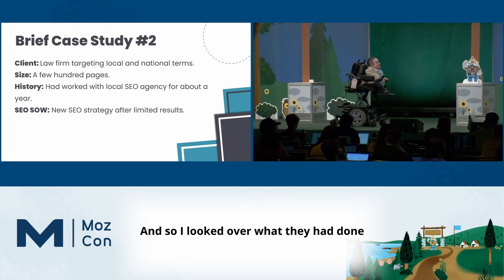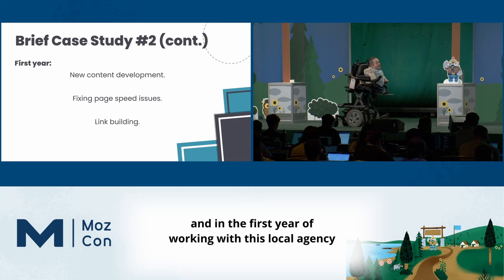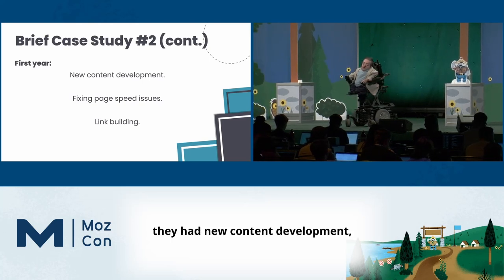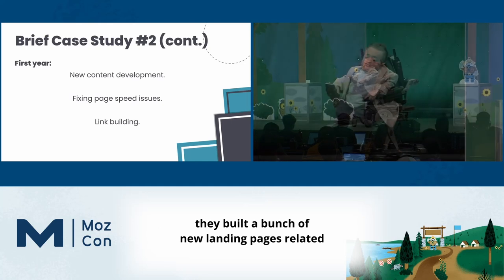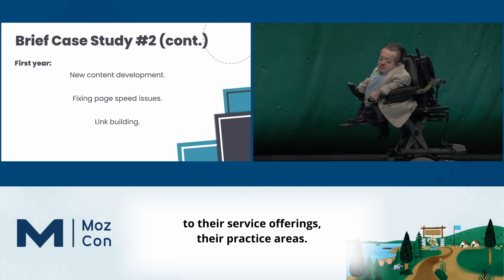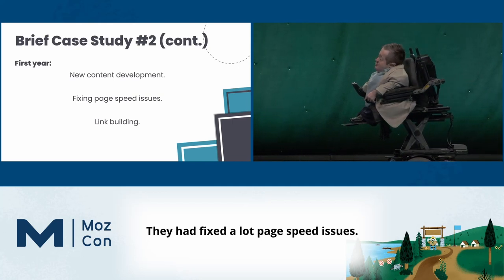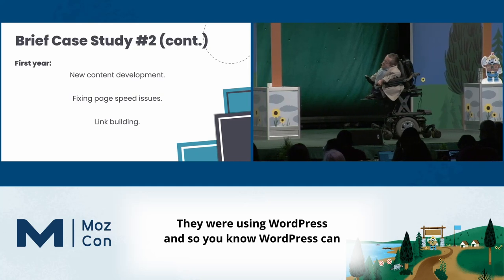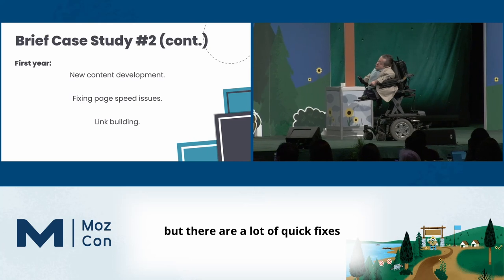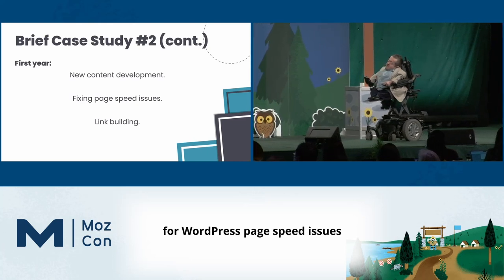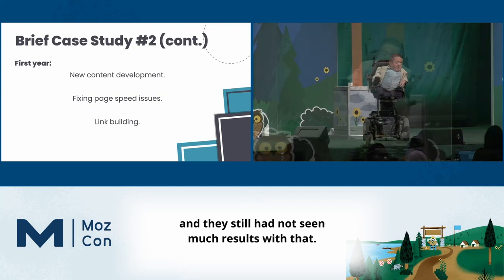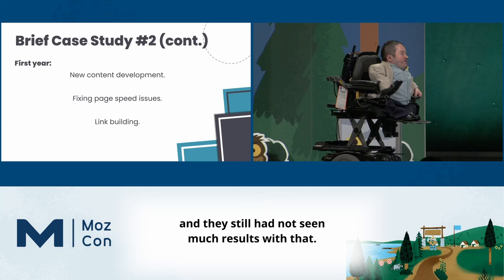I looked over what they had done, and in the first year of working with this local agency, they had new content development. They built a bunch of new landing pages related to their service offerings, their practice areas. They had fixed a lot of page speed issues. They were using WordPress. And so, you know, WordPress can be kind of hit and miss with page speed, but there are a lot of quick fixes for WordPress page speed issues. So they had done a lot of that work already. And they had done link building too. And they still had not seen much results with that.